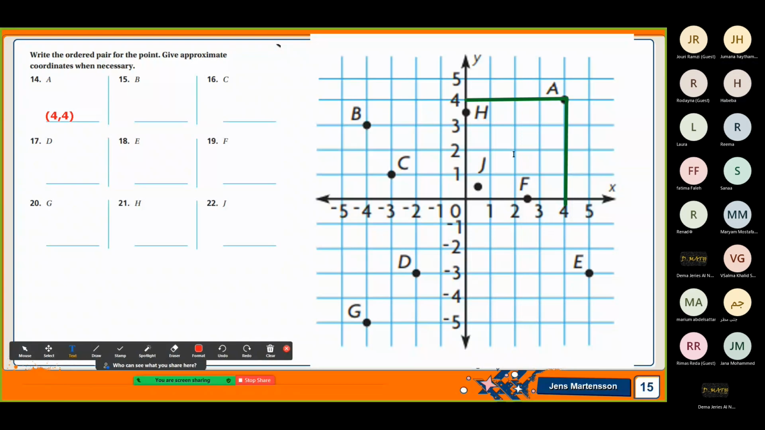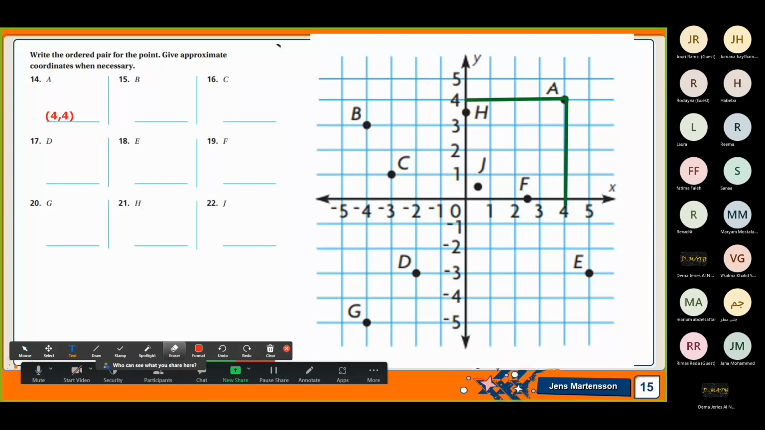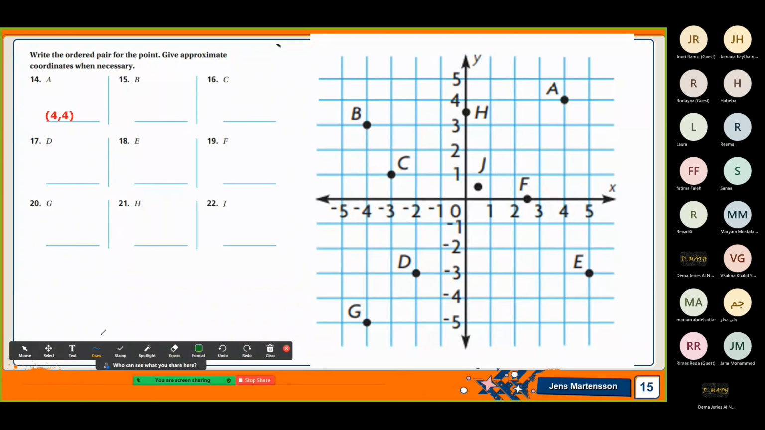Number 15. Who's after Habiba now? Fatima? Yes, miss. Yes, Fatima. B.